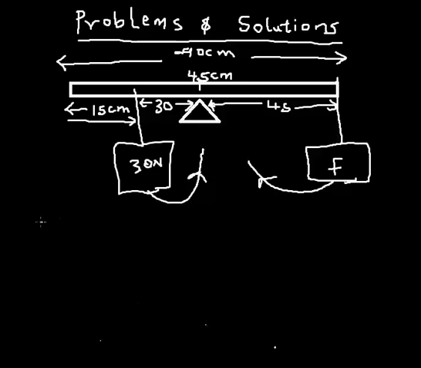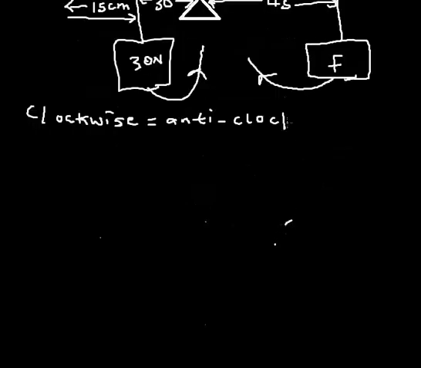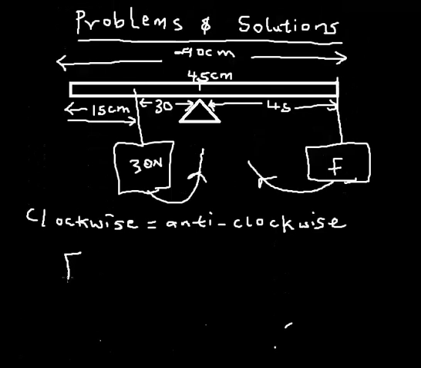So I can now apply the principle of moment, okay, which states that clockwise moment is equal to anti-clockwise moment. So my clockwise moment is going to be equal to F times 45, which is equal to the anti-clockwise moment. That's 30 times 30.